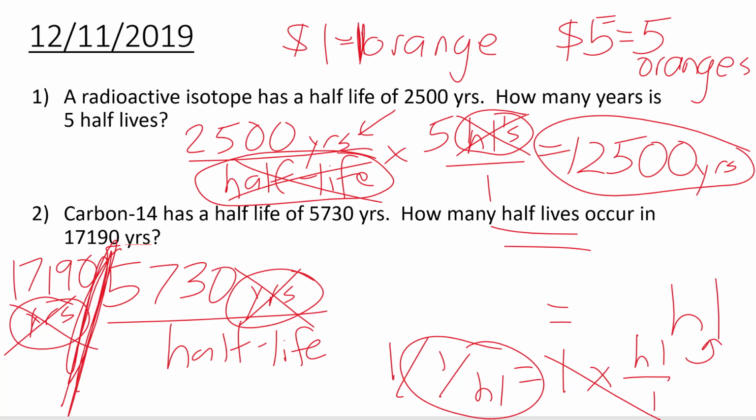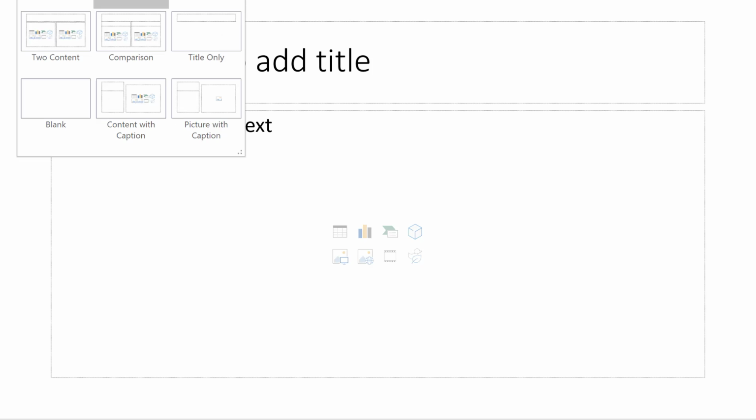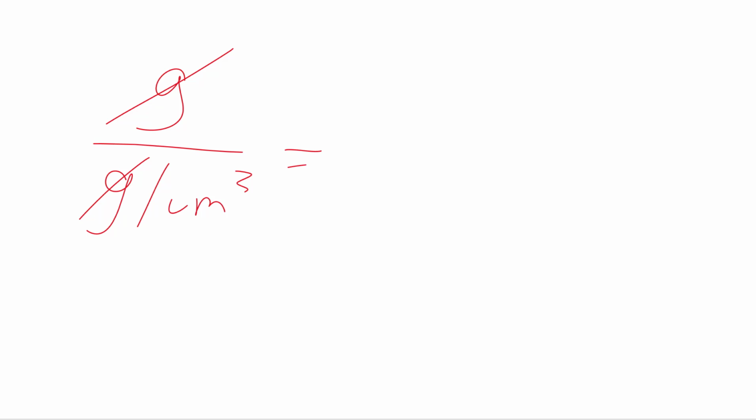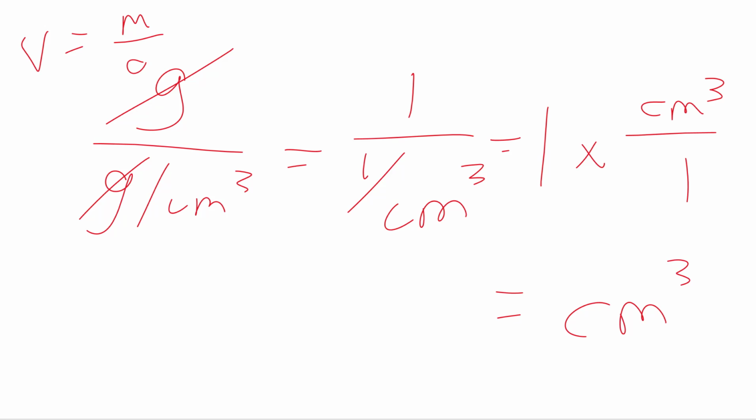This has come up before in this class when we did density. When you did mass divided by density, grams over centimeter cubed, the grams cancel out because the grams are on the top and grams are on the bottom, and you're left with 1 over centimeter cubed, which is the same thing as multiplying by the reciprocal, which means that you get centimeter cubed, which is the volume. Remember that to solve for volume, it's mass divided by density.